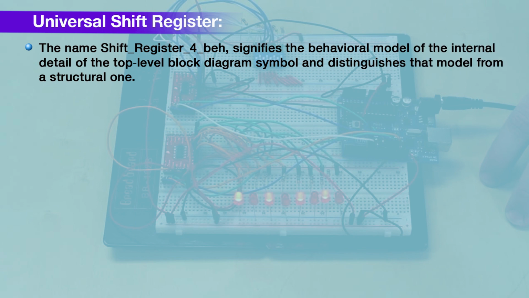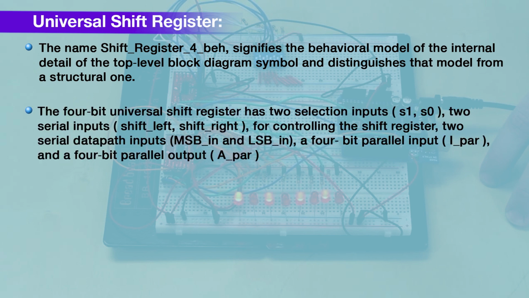The name shift register 4-bit signifies the behavioral model of internal detail of the top level block diagram symbol, and distinguishes that model from the structural one. The 4-bit universal shift register has 2 select inputs, the first is S1 and S0. The 2 serial inputs are shift left and shift right.